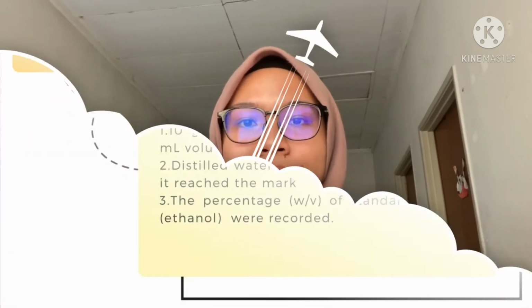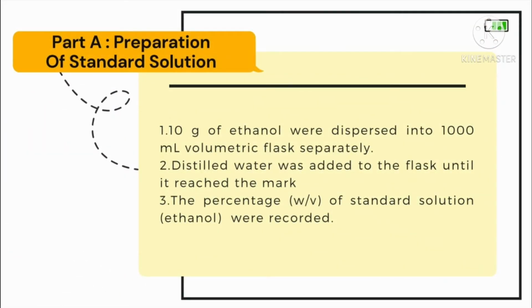I will be presenting the methods of determination of ethanol content in alcoholic beverages by using gas chromatography. Firstly, part A, which is the preparation of standard solution. Number 1, 10 gram of ethanol was dispersed into a 1000 ml volumetric flask. Number 2, distilled water was added to the flask until it reached the mark. Number 3, the percentage weight over volume of the standard ethanol solution was recorded.